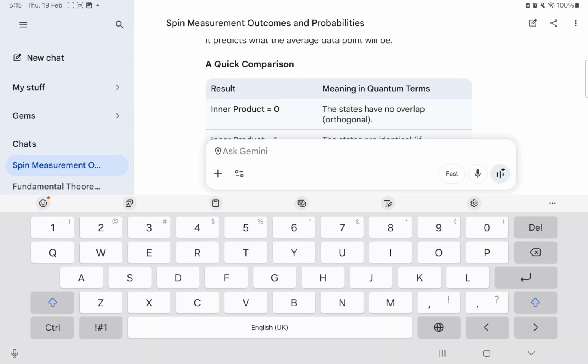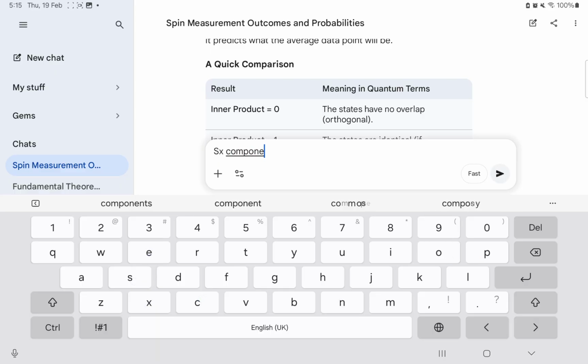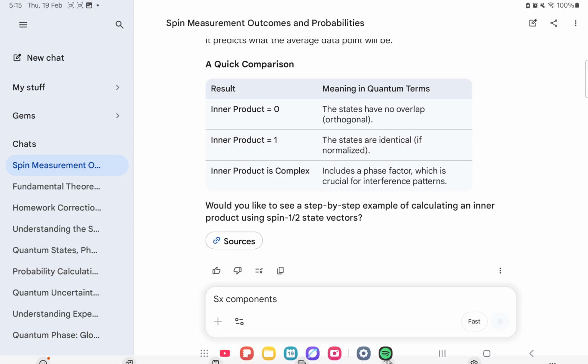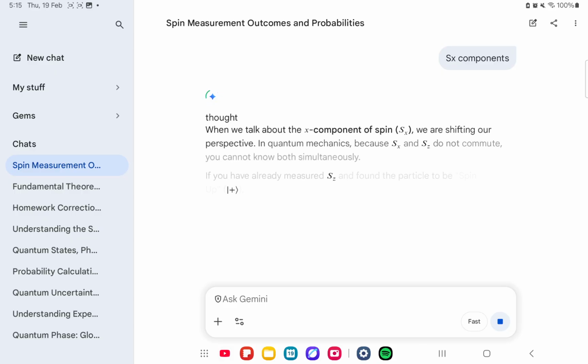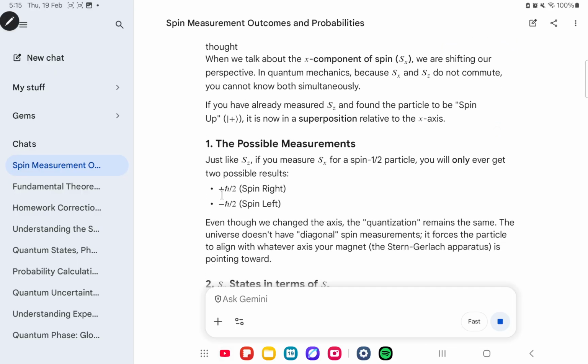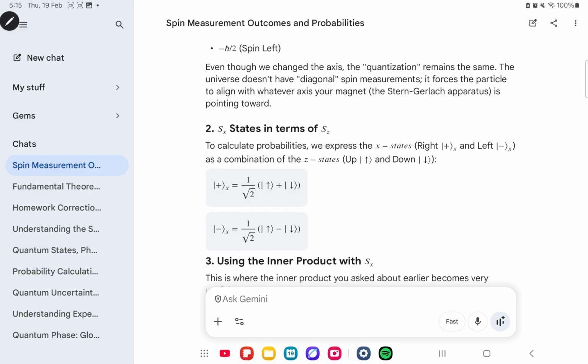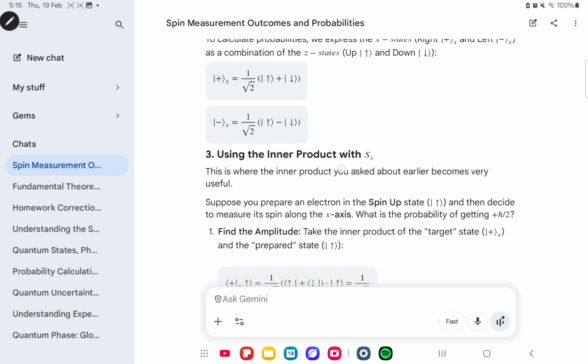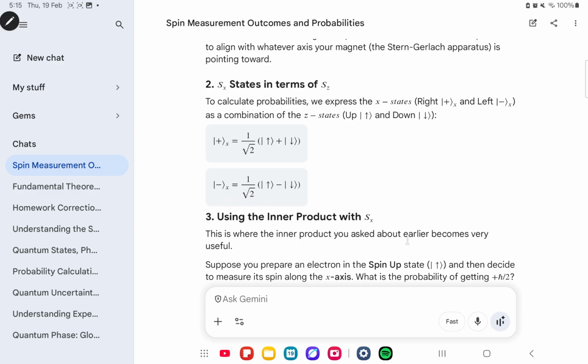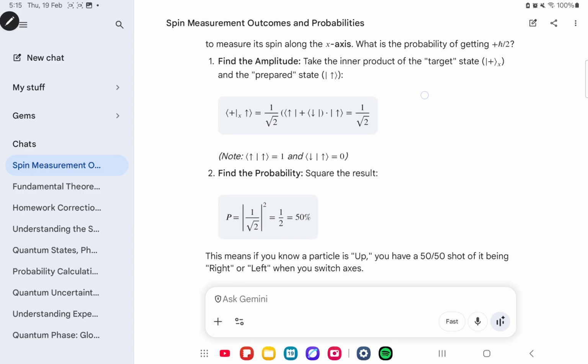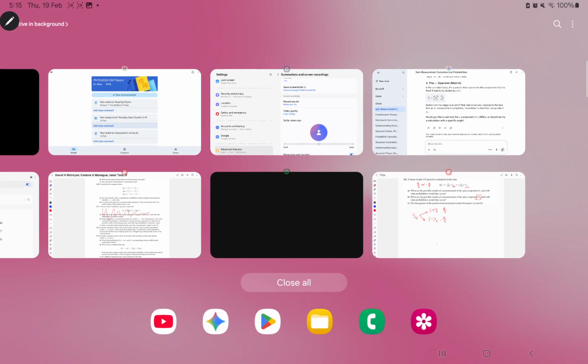We can use Gemini to make sure. So Sx components. What about Sx components? Like this is okay. Yeah, it's h bar over 2, only ever get 2 possible results. Okay, this in terms of z. Yeah, that's it.